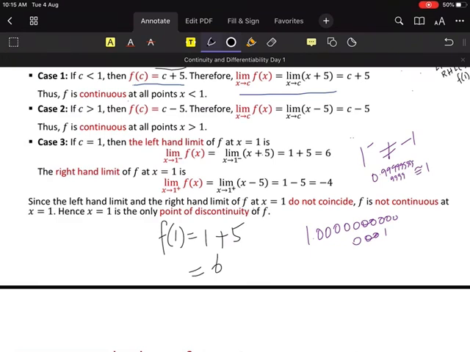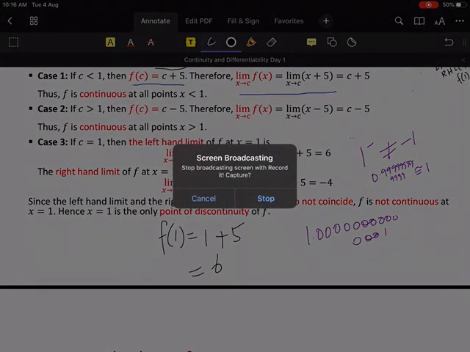Hence x equal to 1 is the only point of discontinuity of f. Am I clear, everyone? Yes or no? I hope everyone understood why 1 is known as the point of discontinuity of the function, because at the point 1 the function becomes discontinuous. Am I clear? Yes or no?